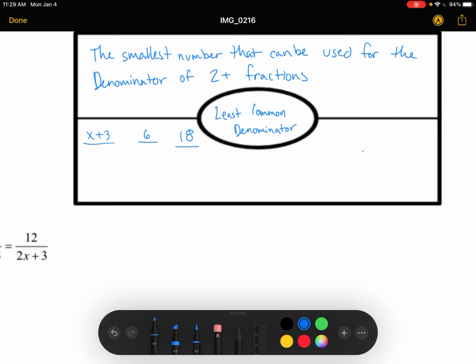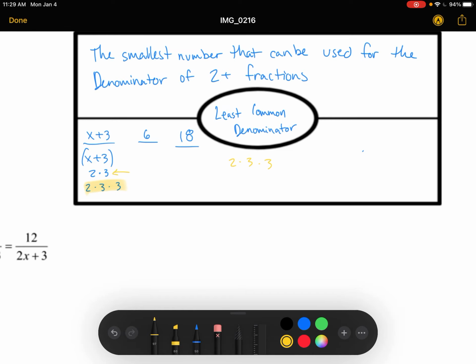The way that we do this is we still break them down into their individual parts. So x plus 3 is still just x plus 3. 6 we break down into 2 times 3, and then 18 we can break down into 2 times 3 times 3. And just like we did before, we start with one of these, and then we add on any or all unique parts thereafter. So let's say we'll start with the bottom one this time.